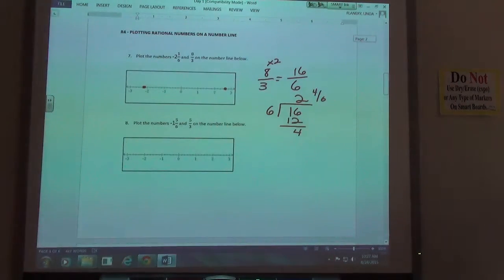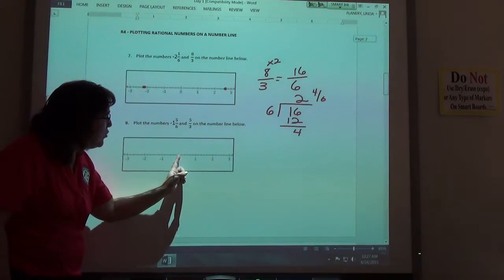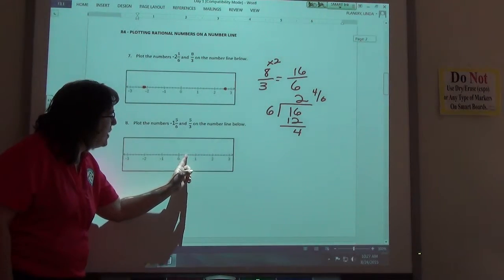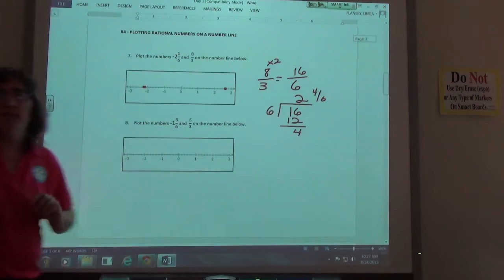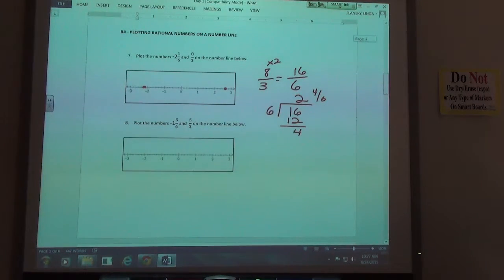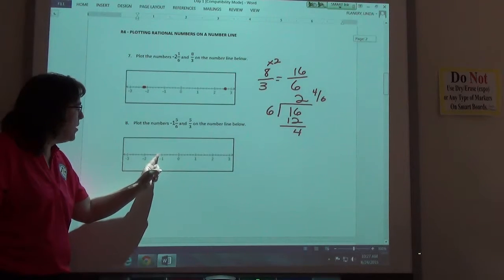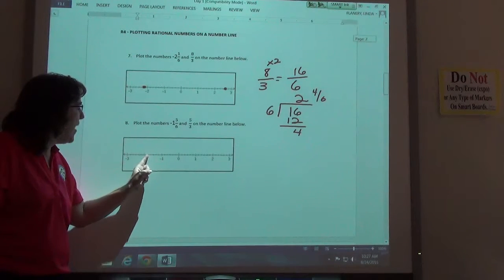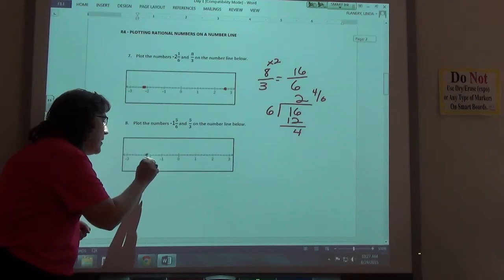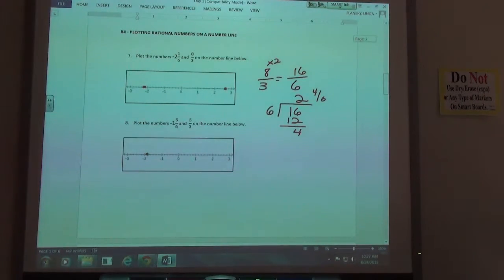So again, for number 8, if I'm going to plot -1 and 5/6, I'm going to make sure I'm in sixths. 1, 2, 3, 4, 5, 6. Yep, there's 6 spaces between 0 and 1. So -1 and then 5/6 to the left. 1, 2, 3, 4, 5. So I'm right before that -2. -1 and 5/6 beyond that.